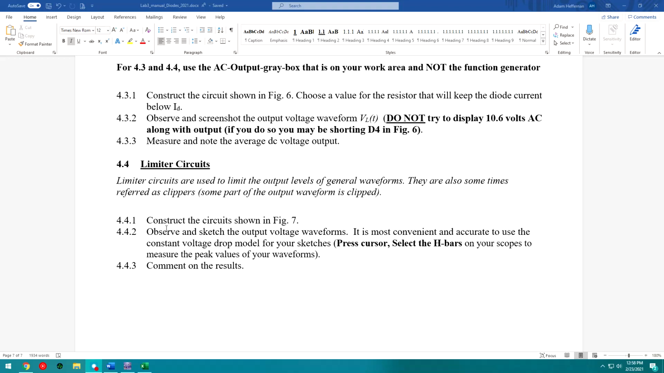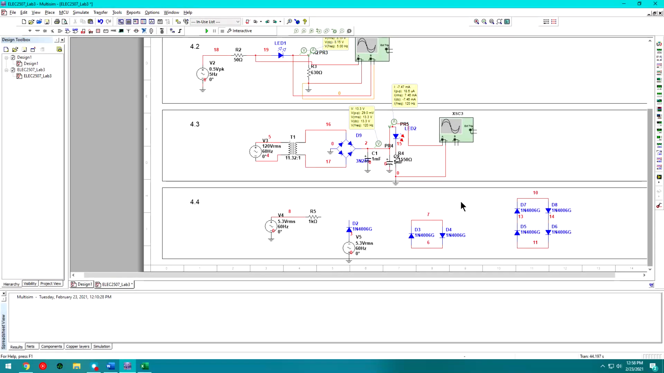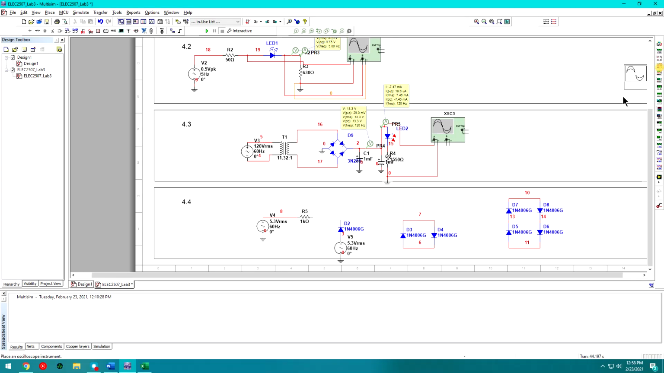All right, enough of that. We'll get on to the last circuits in figure 7. So basically what we're going to do here is observe and sketch the output waveforms. The way we're going to do that is we're just going to put in an oscilloscope, and the output waveforms are going to be between there.